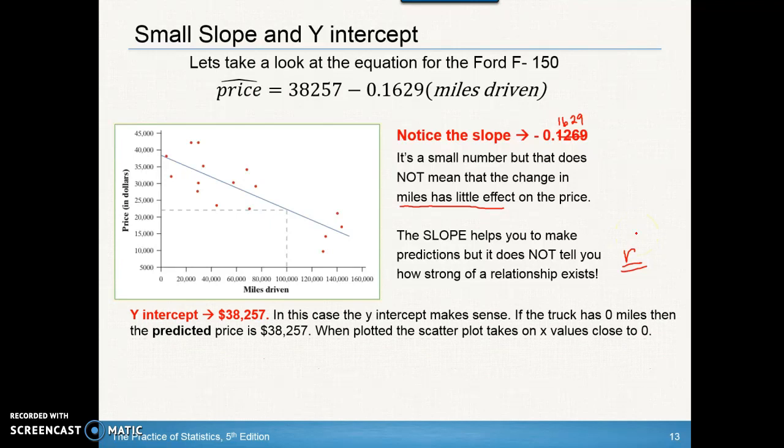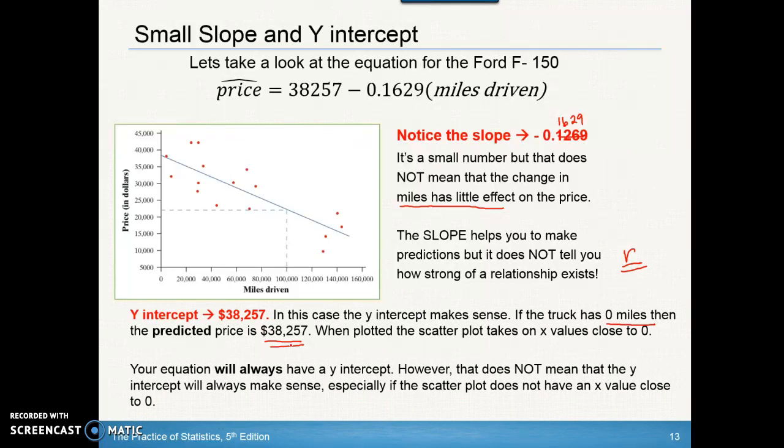We also need to be careful with y-intercepts. Sometimes they don't always make sense. In this case, the y-intercept is 38,257, and it actually does make sense. If the truck has driven 0 miles, then the predicted price is 38,257. Sometimes you'll get y-intercepts that don't make sense. So just make sure that when you're interpreting them, you take a look at them and understand that they won't make sense, especially if the scatter plot does not have an x value close to 0.